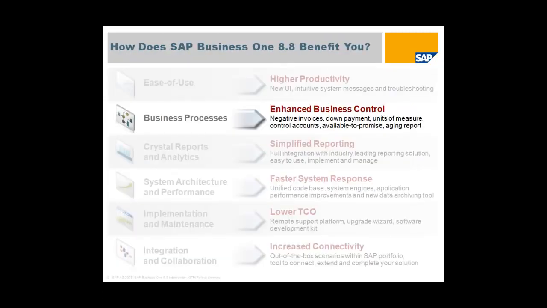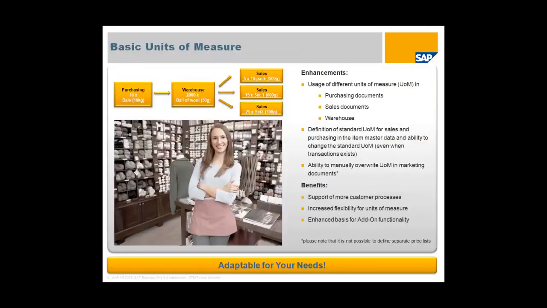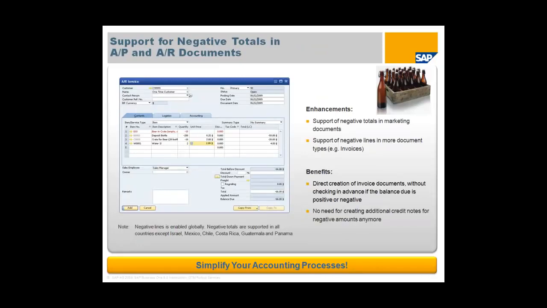So then let's look at the business processes and some of the things that we've done there around enhancing the business control. We've incorporated the support for negative totals in accounts payable and accounts receivable documents. What do I mean by that? Now, in an accounts receivable invoice or an accounts payable invoice, you can incorporate a negative line.